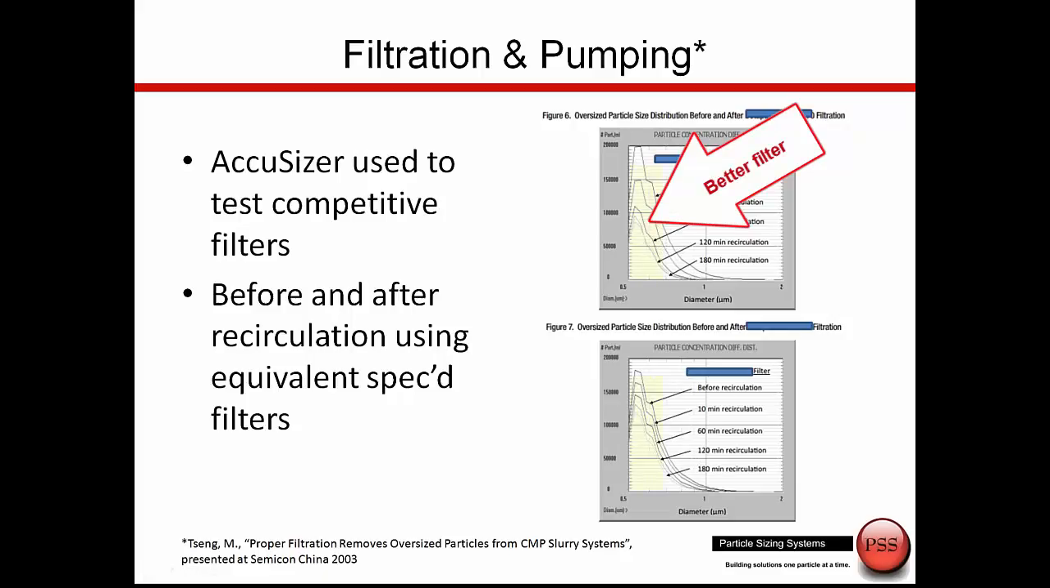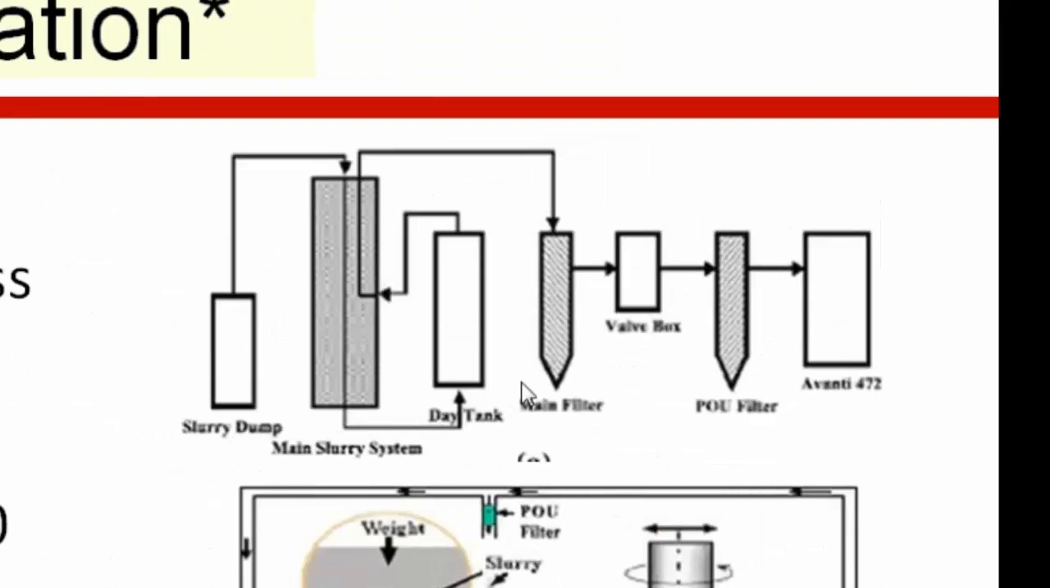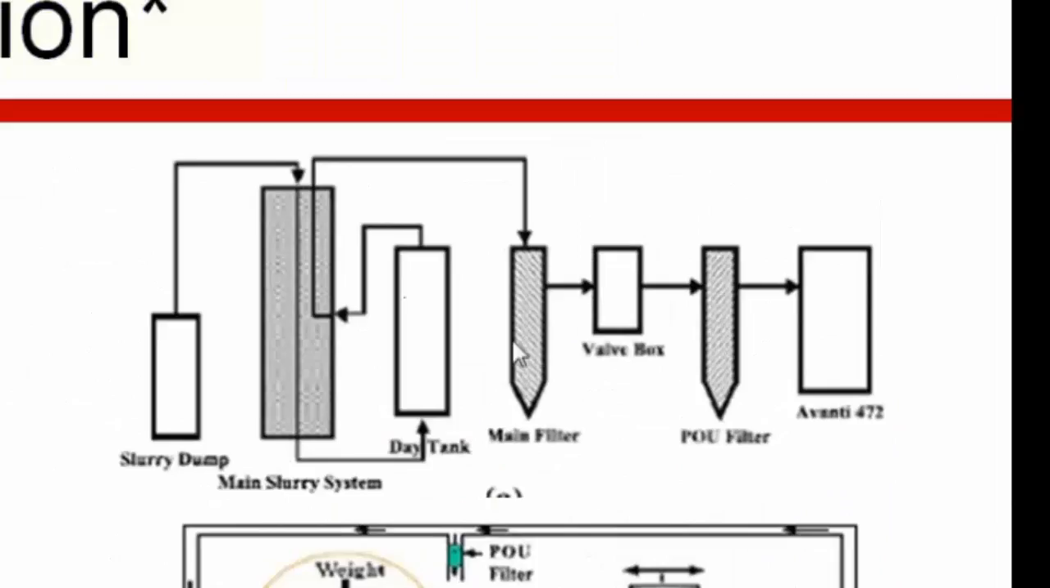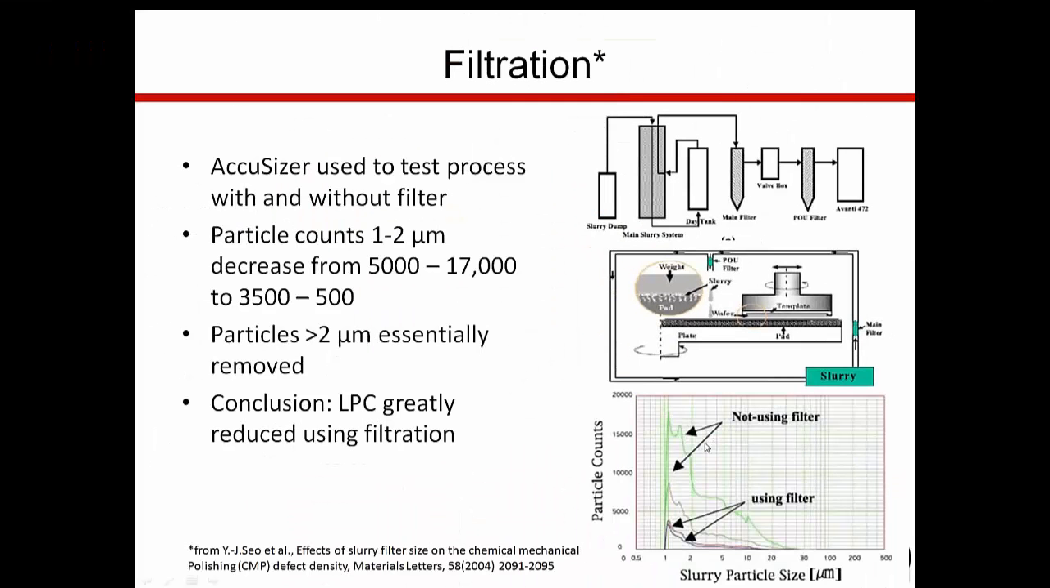And another good way to use these instruments is to choose what are the best filters to use in your process. Here is another study I found where they're taking the main slurry system, recirculating through the day tank through a main filter to a point-of-use filter. And this is a little closer look. We have the point-of-use filter as the slurry then comes down and interacts with the pad. And in this study, it was just trying to say, well, do we really need to have filtration? If you look at the particle count here, size versus particle counts, when there's no filter, the green line is fairly high. But as we put in this point-of-use filter, look what happens, a great reduction in the particle count.